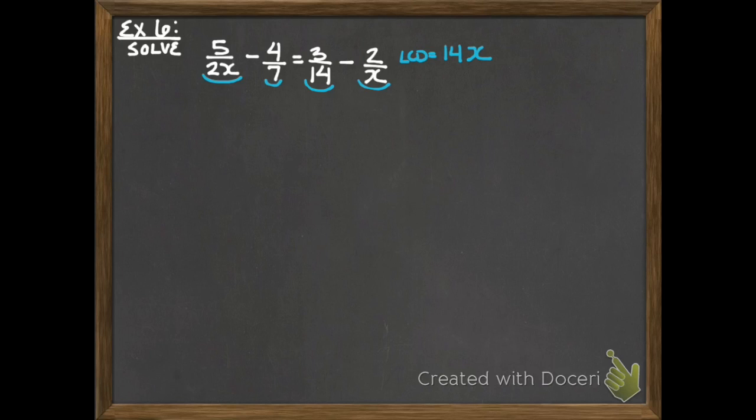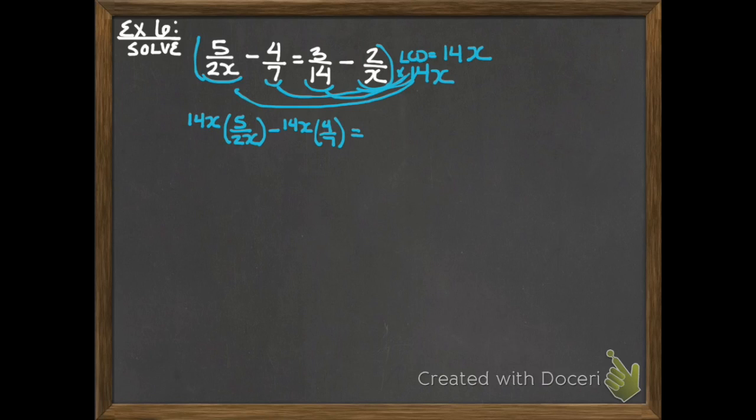So again, there's different ways to do this. I'm going to multiply both sides by that least common denominator, so by 14x. And just remember, you need to distribute it to all parts of the left and right side. Okay, so that leaves me with 14x times the 5 over 2x minus 14x times the 4 over 7 equals, and I'm just distributing that across.